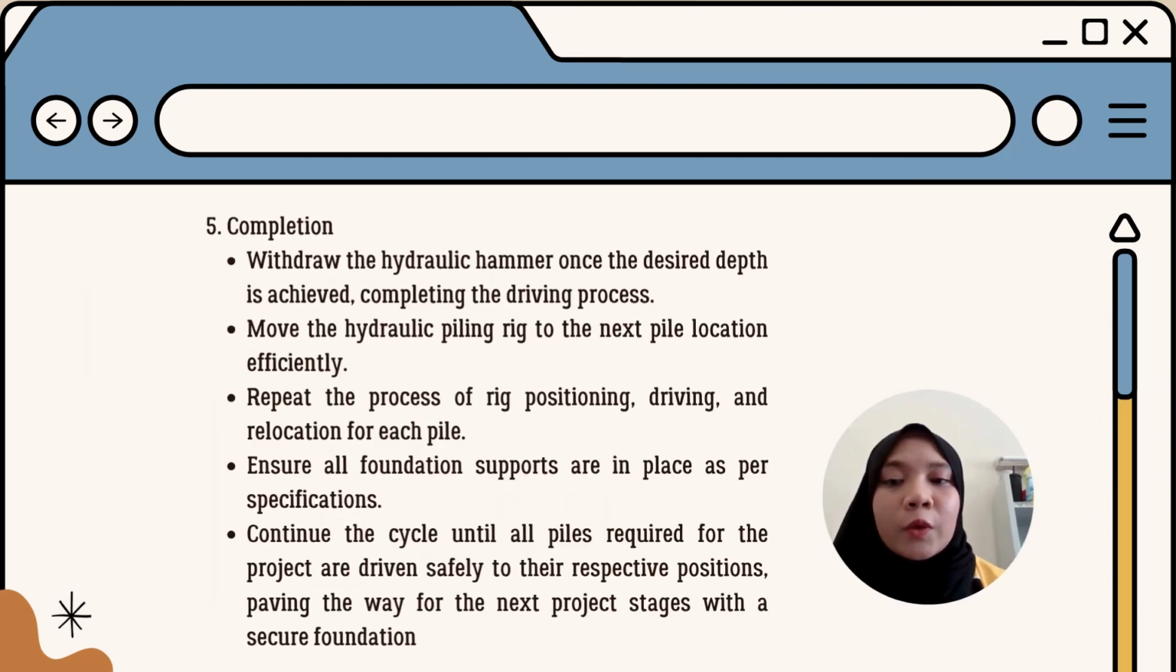For the last part, completion. Withdraw the hydraulic hammer once the desired depth is achieved, completing the driving process. Move the hydraulic piling rig to the next pile location efficiently. Repeat the process of rig positioning, driving, and relocation for each pile. Ensure all foundation supports are in place as per specification. Continue the cycle until all piles required for the project are driven safely to their respective positions, paving the way for the next project stage with a secure foundation.